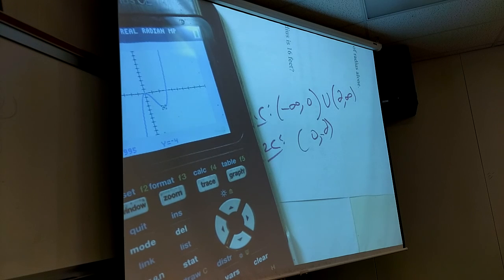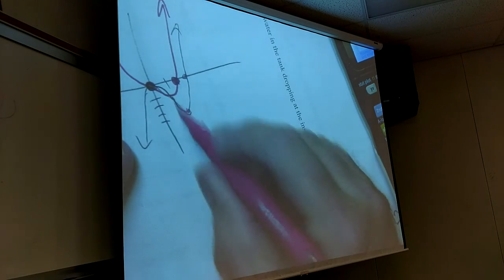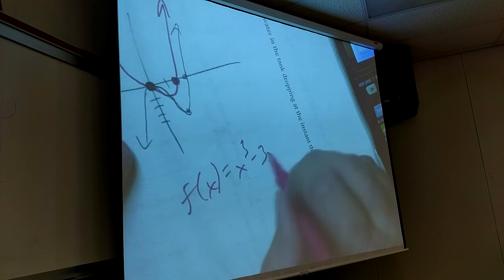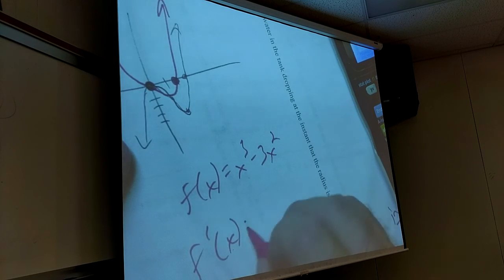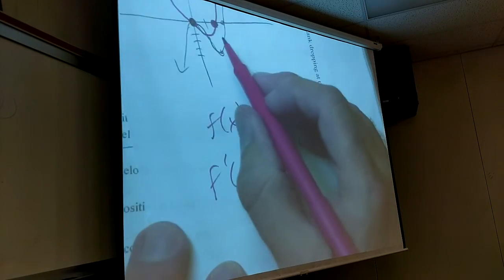How we doing? Yes, no, maybe? Here's a nifty question. How do I find the inflection point exactly? So f of x was x cubed minus 3x squared. F prime was 3x squared minus 6x. How do I find that inflection point?